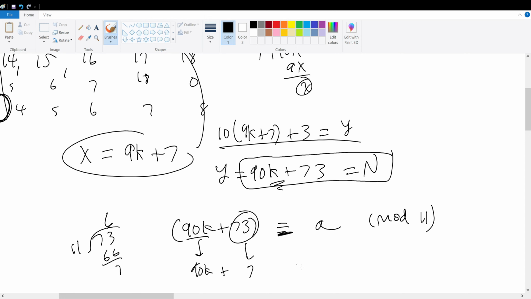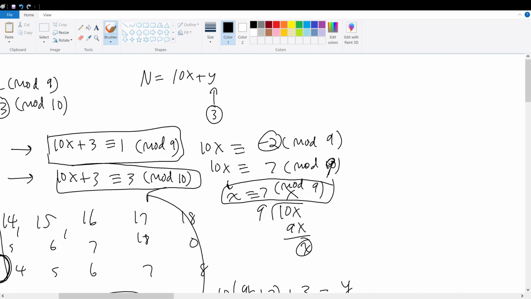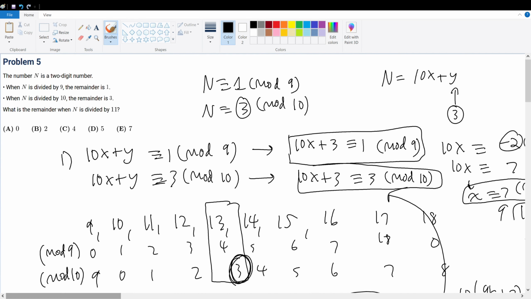90k plus 7 is congruent to A, and since k can be any number from 0 on, we want to find the smallest, so k is equal to 0. That means A is congruent to 7, and that's the remainder. Therefore, your final answer will be answer choice E.